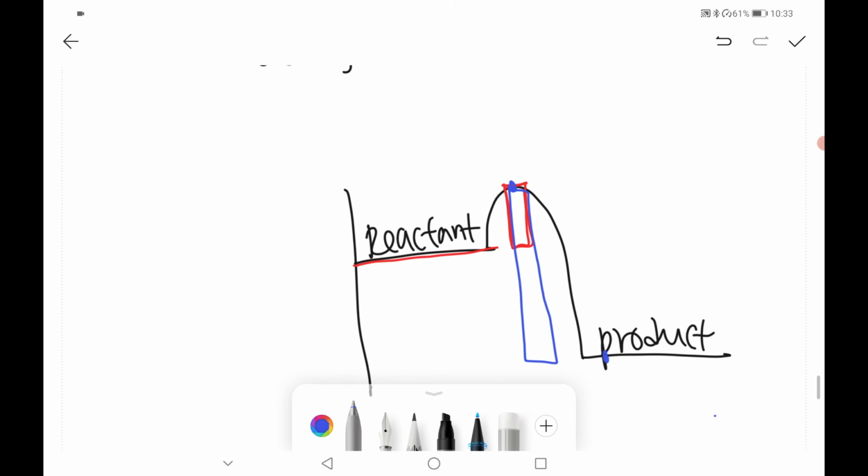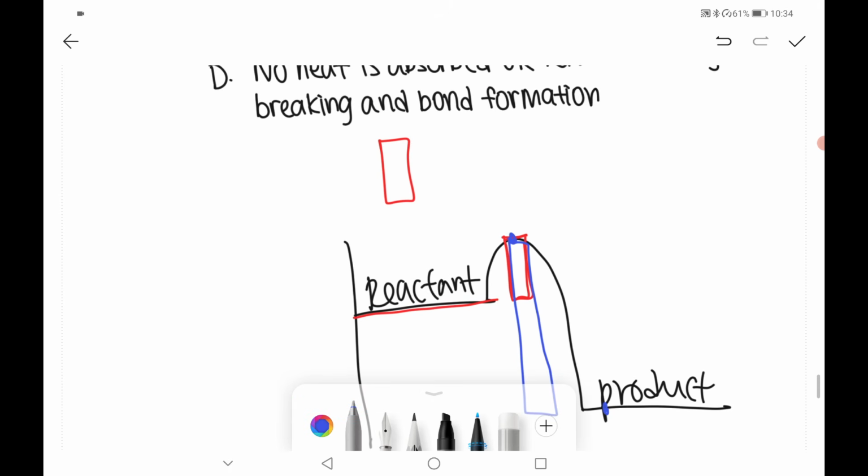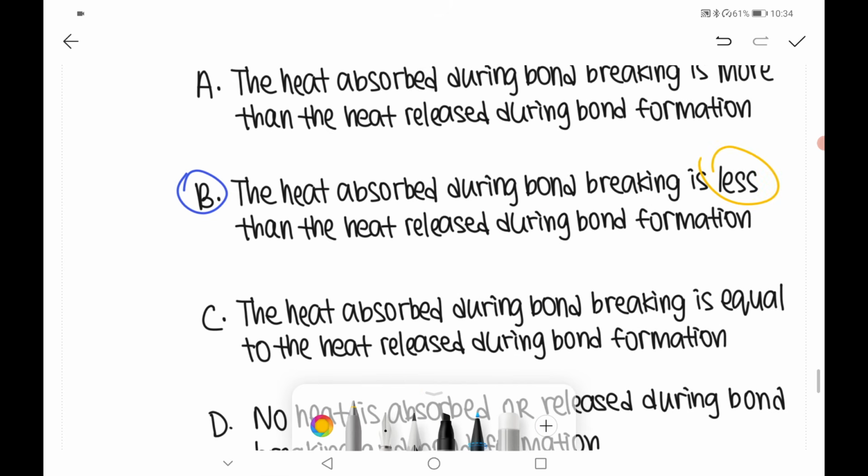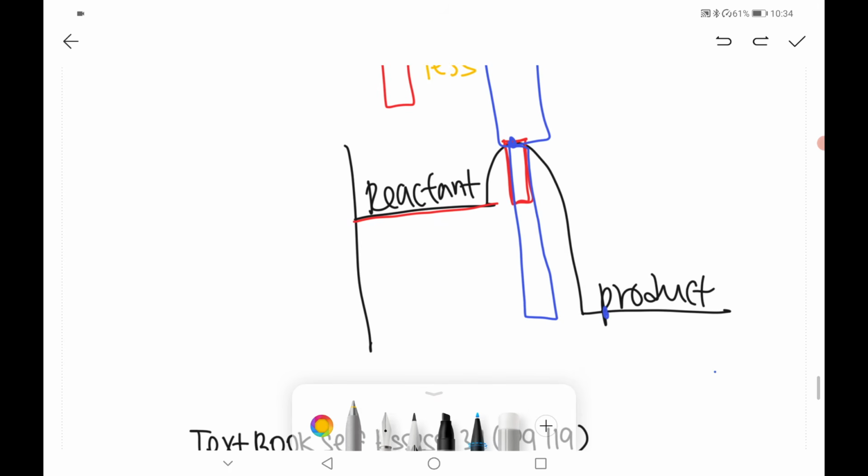As you can see, break bond is like this only, form bond is like this. So breaking bond, the energy is less than forming bond. That's why I choose less here. This concept is so important, so that's why labeling is so important here. When you do the labeling, you must really know how to label it.